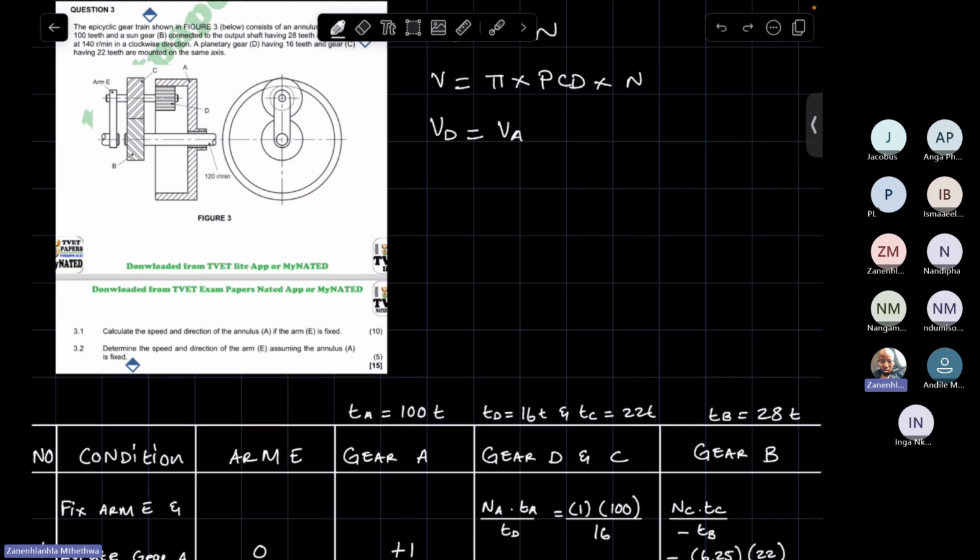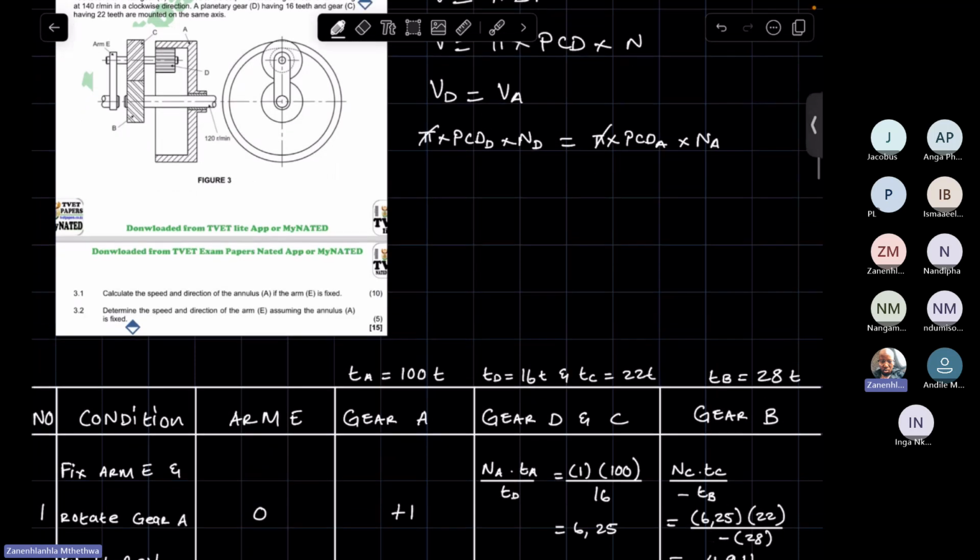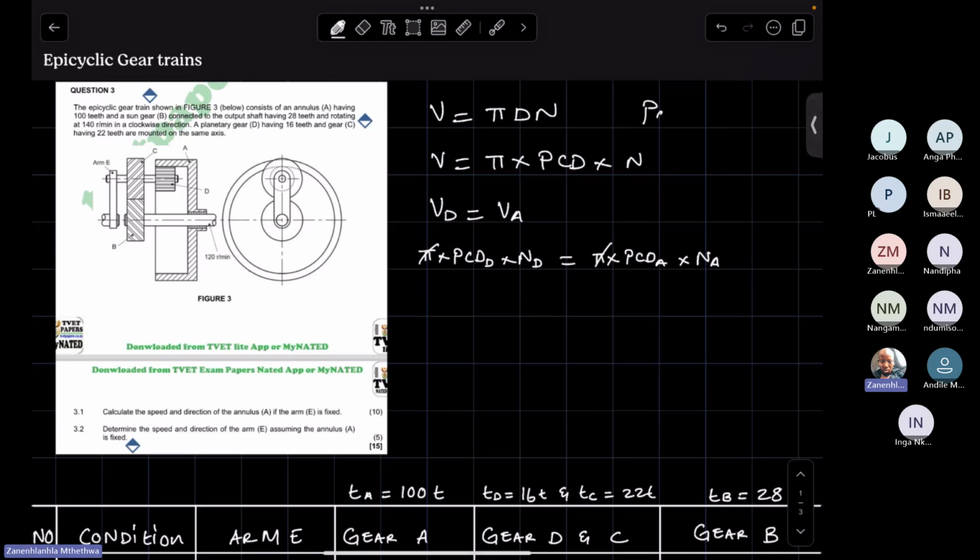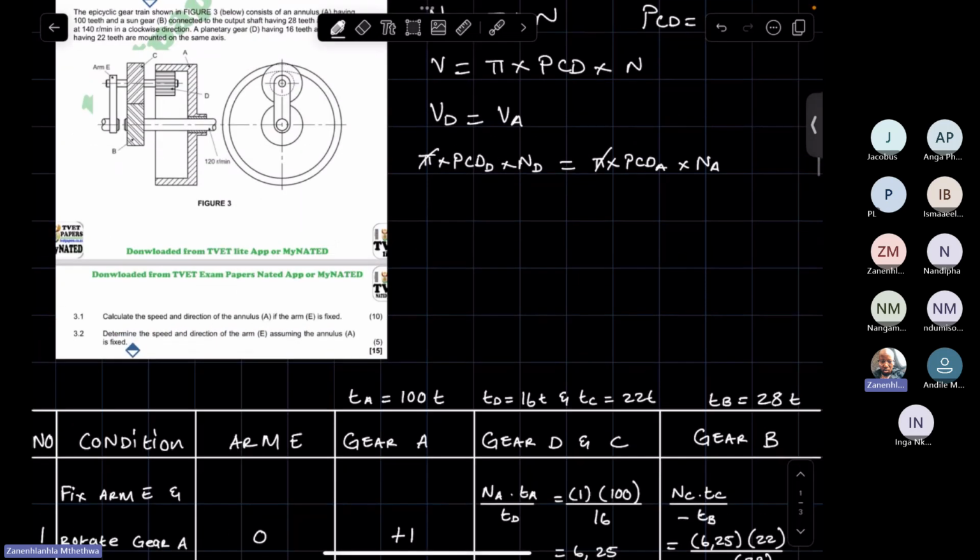Now, VD is equal to pi times the PCD of gear D times the rotational frequency of gear D, which is equal to VA, which is equal to pi times the PCD of gear A times the rotational frequency of gear A. The pi is the same, so it cancels. Then you have PCD times the rotational frequency. Now, the PCD has its own formula: PCD is equal to module times number of teeth.